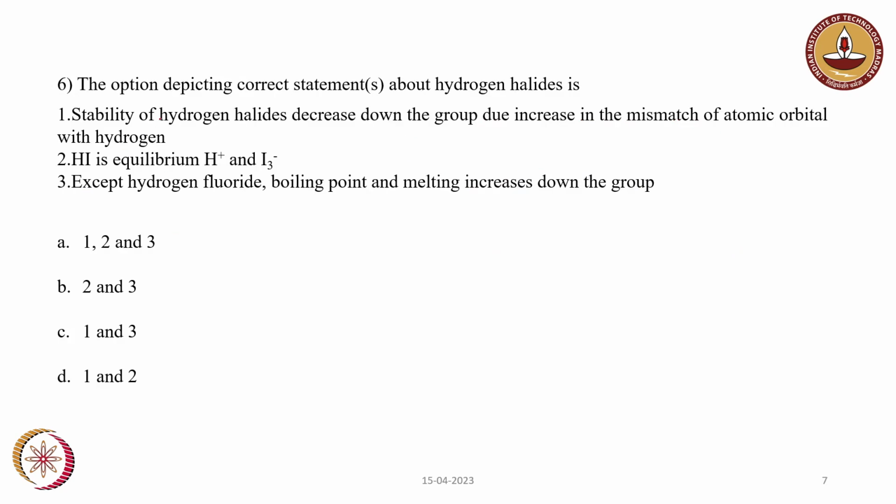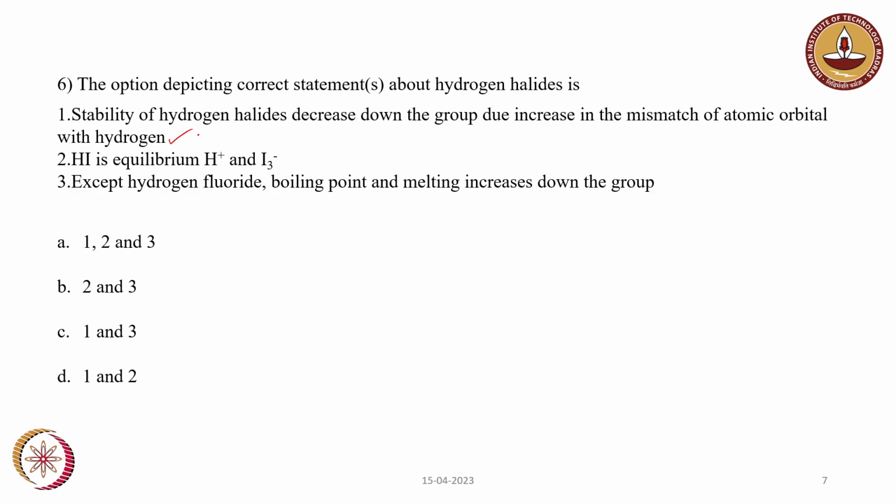Next question is the option depicting correct statements about hydrogen halides. First statement is stability of hydrogen halide decreases down the group due to increase in the mismatch of atomic orbital with hydrogen. Second one is HI in equilibrium is H plus and I3 minus. Third one is except hydrogen fluoride, boiling point and melting point increase down the group. So let's go through each statement. First one is stability of hydrogen halide decreases down the group due to increase in mismatch of atomic orbital with hydrogen. So the statement is correct.